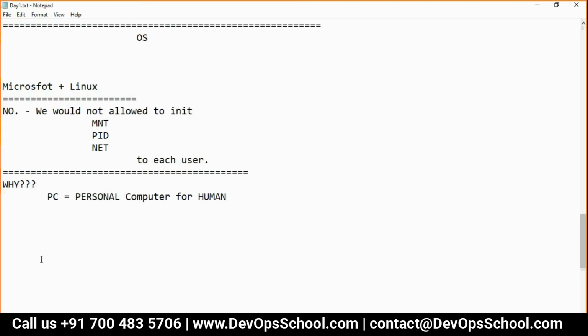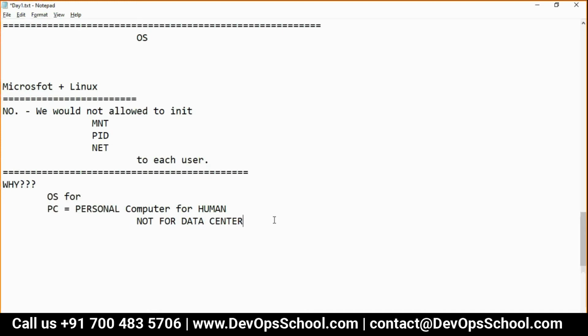Microsoft said, Linux said, I designed the operating system for PC. OS for PC. For human beings, not for the data center. If you are using it to run applications in a data center, that's okay, but we will not allow you to create MNT, PID and network for each user. We will allow only one MNT, one PID, one network to all users.